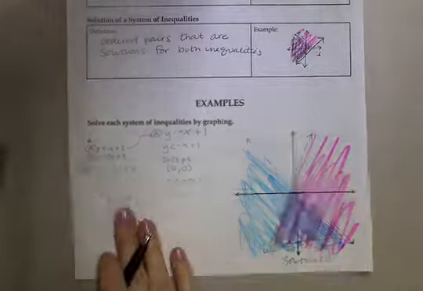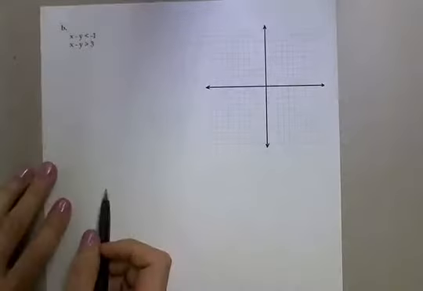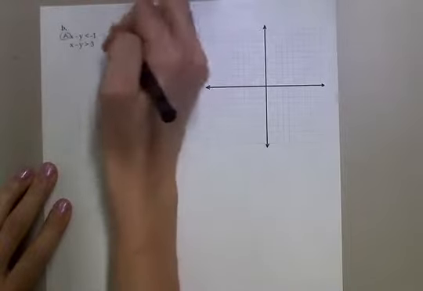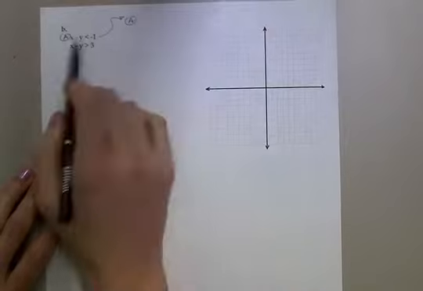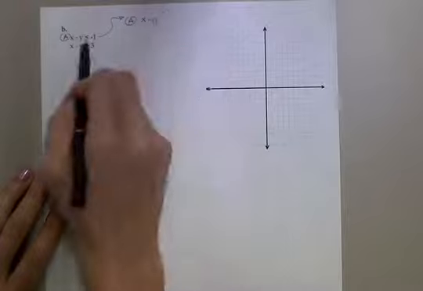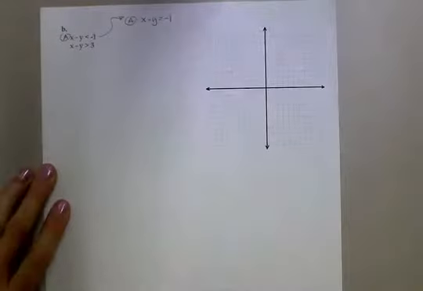All right, let's do one more example of a case where we end up with no solution. So here are two inequalities. Remember, we need to graph them as if they were equations. So let's take our first equation. We're starting with x minus y. Remember, we change our inequality to an equal sign when we're trying to graph it.